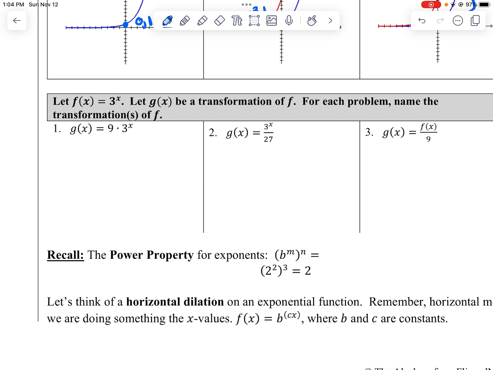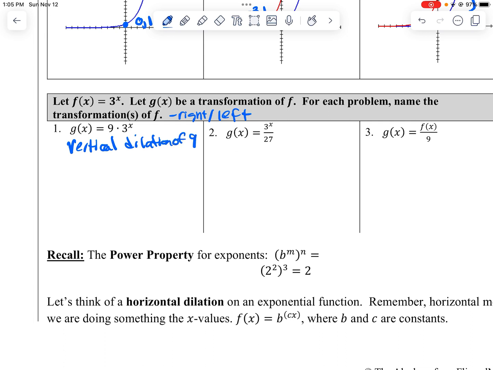So let f of x equal 3 to the x. Let g of x be the transformation of f. For each problem, name the transformations. And I want us to think of our transformations in terms of right and left. Because we could say this is a vertical dilation of 9. So we could say vertical dilation of 9.